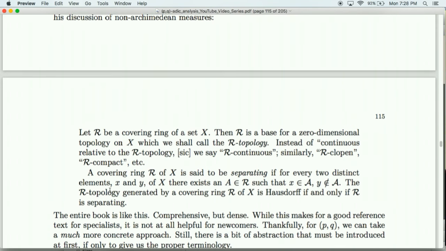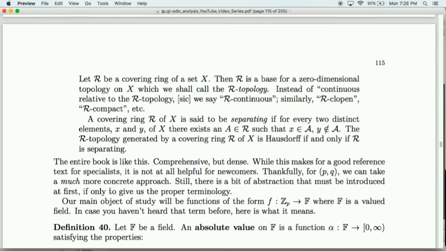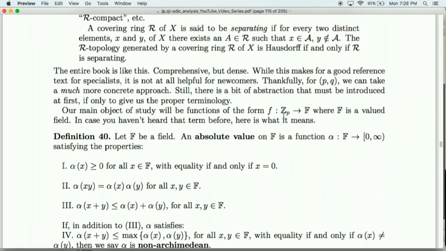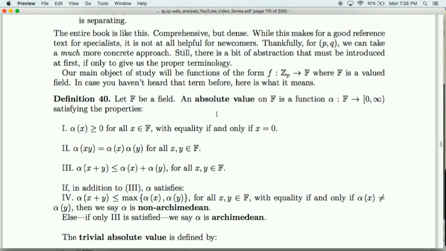Still, there is a bit of abstraction that must be introduced at first, if only to give us the proper terminology. So our main object of study will be functions of the form f from the p-adic integers to F, where F is a valued field. In case you haven't heard that term before, here's what it means. So let F be a field. I hope we all know what a field is.